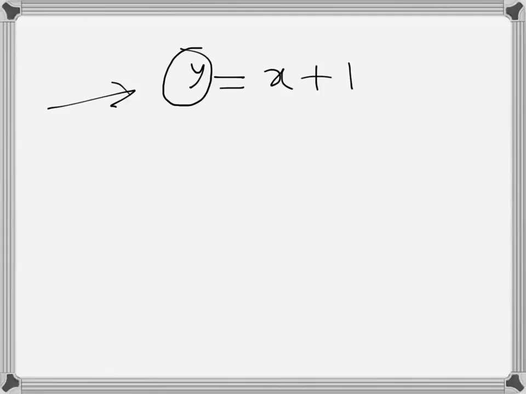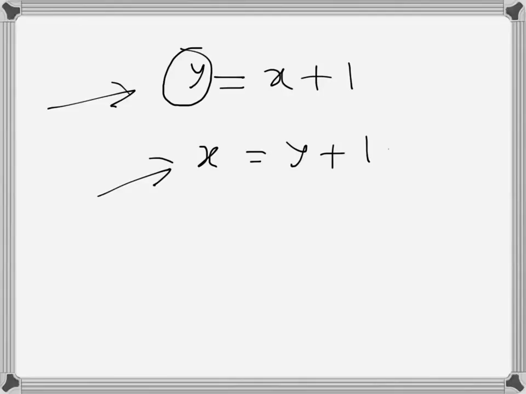When we are asked to find the inverse function of a function, what we should do is interchange the x and y. Here we can see in this function y is the subject. So once we interchange x and y, it looks like x is the subject now.